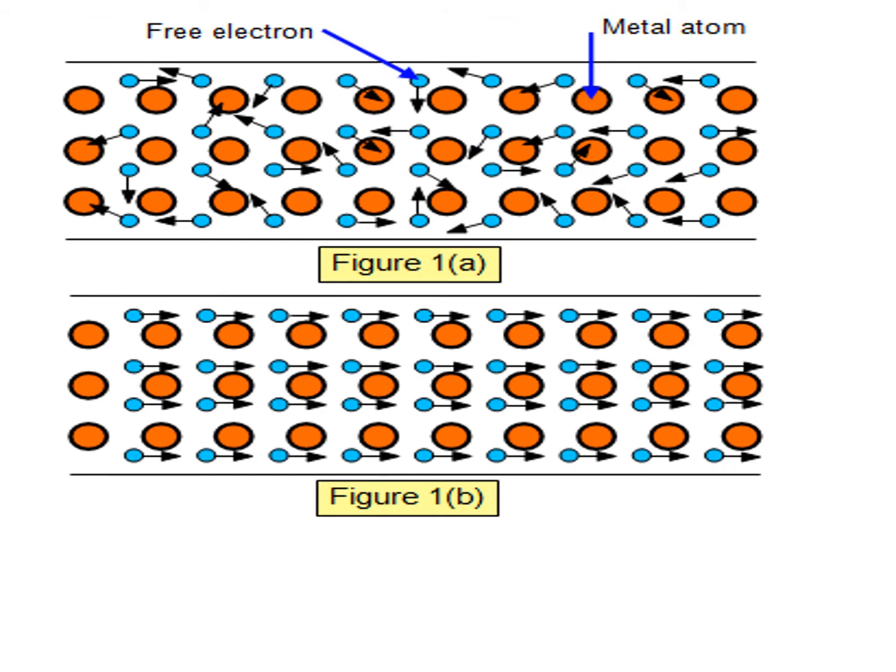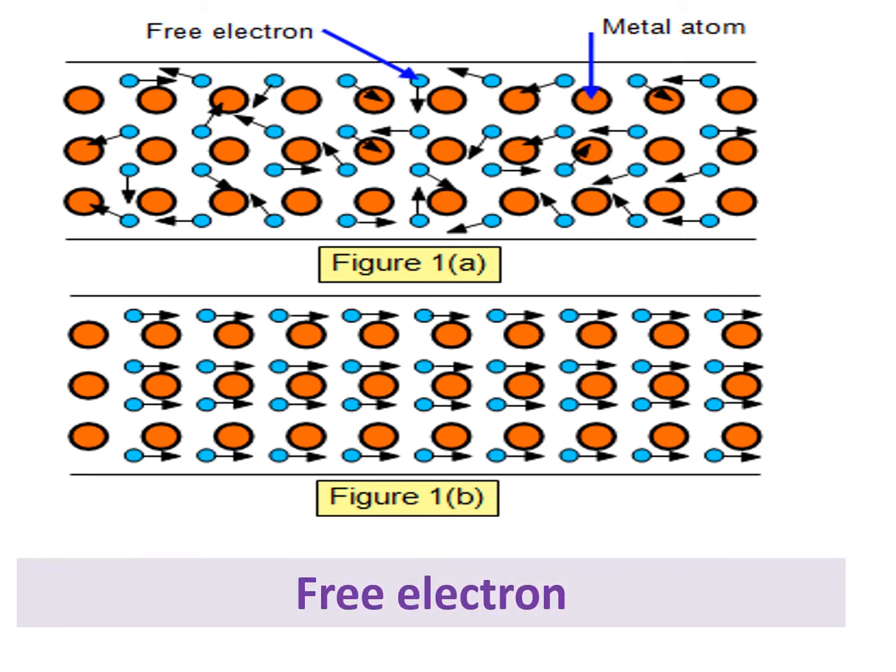In the free electron picture, you can observe the metal atoms in red, and the pink ones are free electrons. These are free electrons. In this way, free electrons move in the matter.